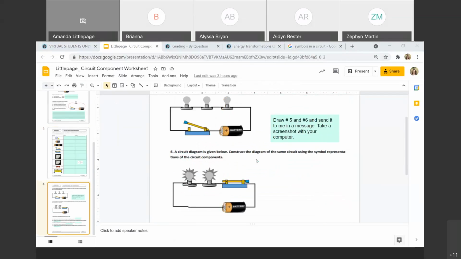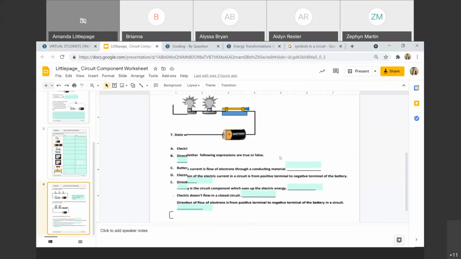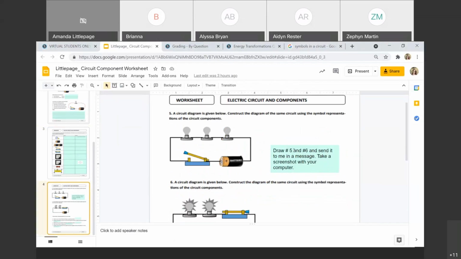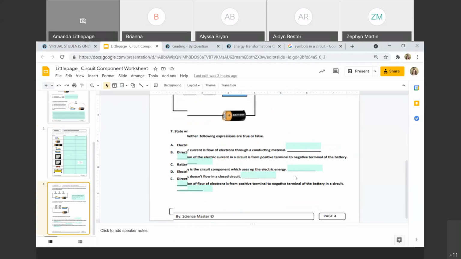And in the last page, you will be showing me a picture that you sketch. Okay. So this one says sketch or draw number 5 and 6 and send it to me in a message. So you can take a screenshot with your computer. So you can draw it in a Google slide and submit it if you want. You could sketch it on a piece of paper and send it to me. I'm very flexible when it comes to you guys submitting stuff. Okay, so this is it. And then the last page, we'll have a couple questions.